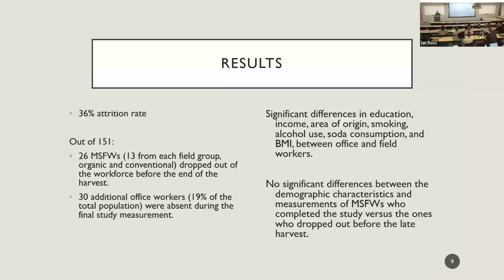And instead of giving you a huge demographics table, I just listed them here. Education and income were higher in the office workers. The office workers also were from that area of origin, whereas the field workers had come from a different state. The field workers also smoke more, drink more alcohol, drink more soda, and have a higher BMI. There were no significant differences between the field workers who started the study and left the study, using their initial data. There were some differences though in the office workers who left, who were mostly older, had higher BMIs, and higher blood pressure.